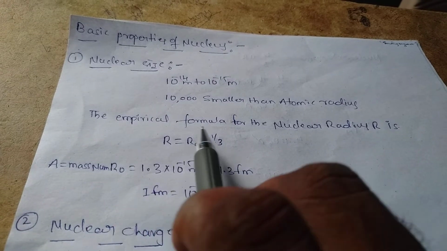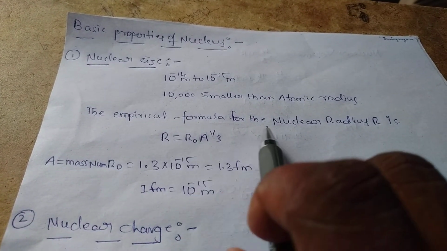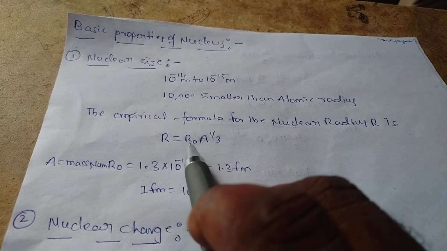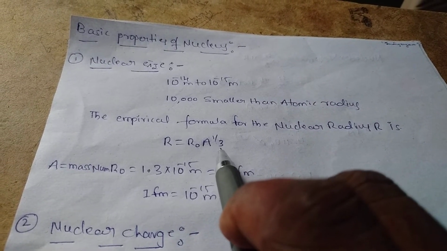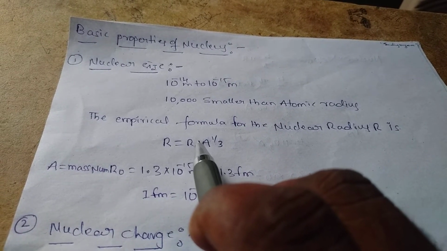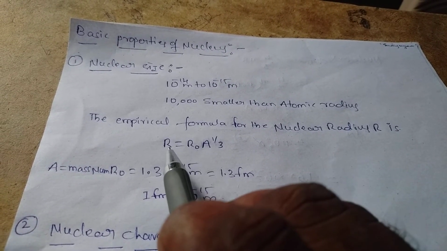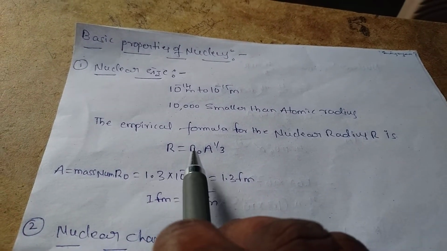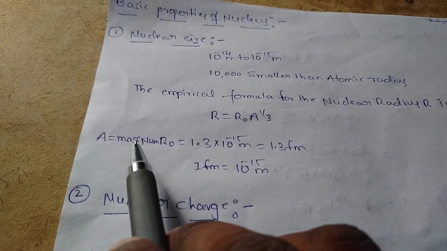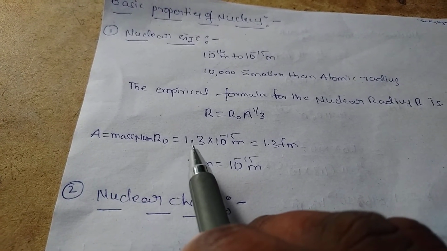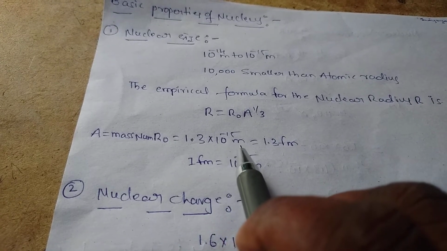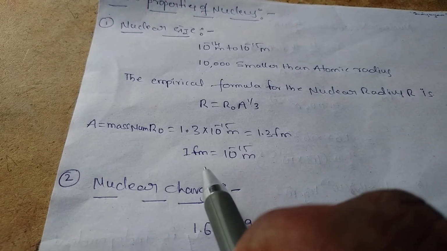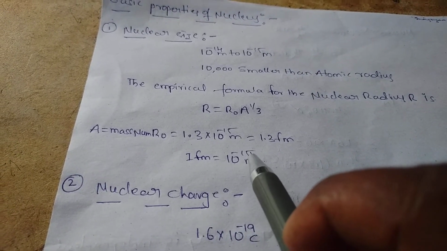The empirical formula for nuclear radius, to determine the nuclear radius, is capital R equal to R naught into A to the power of 1 by 3. In this equation, capital A equals the mass number and R naught value is 1.3 into 10 to the power of minus 15 meters, equal to 1.3 fermi. 1 fermi equals 10 to the power of minus 15 meters.